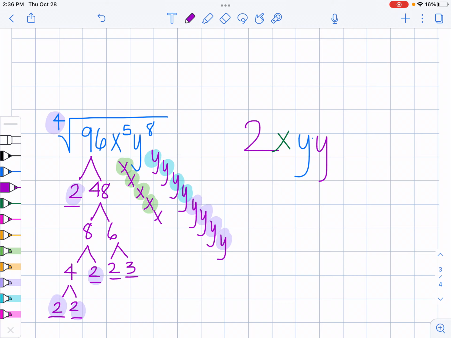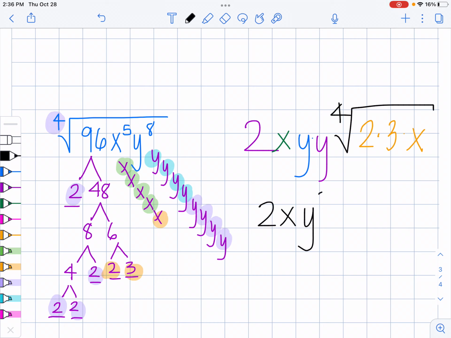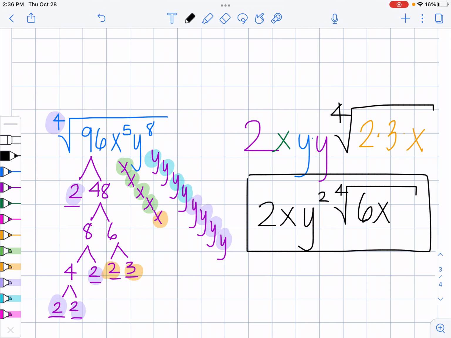Okay, and what do I have left over? I have a 2, I have a 3, and I have an x. So what goes back inside my fourth root? I have a 2, I have a 3, and I have an x. So now I have to simplify this. On the outside, I have 2x y squared. And on the inside, 2 times 3 is 6x. This is my final answer.